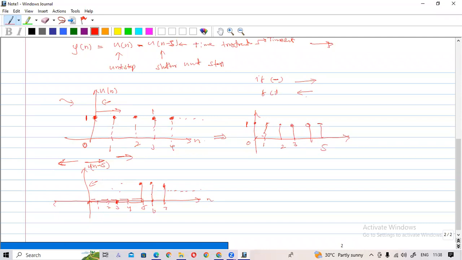Okay. After the fifth, what happened? After the fifth, here also you have 1. This is the fifth sample. So 1 minus 1, it will be 0. So the other samples will be 0 up to infinity.